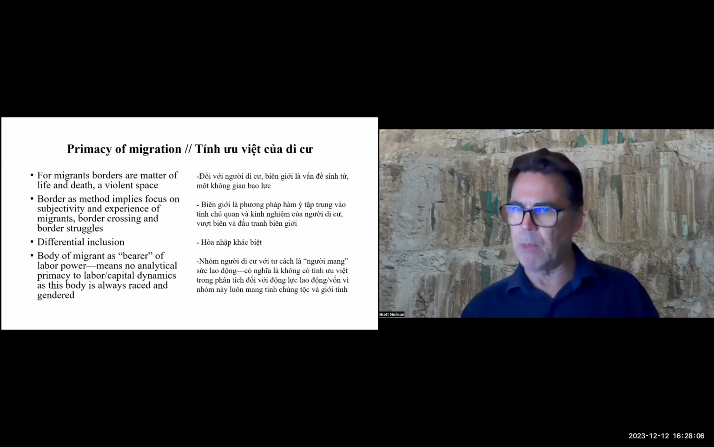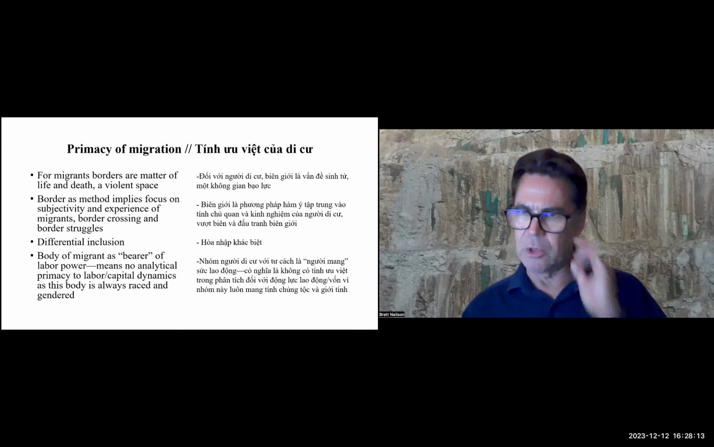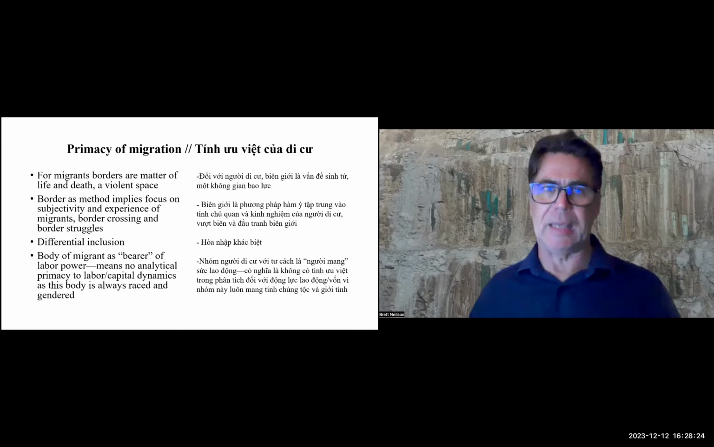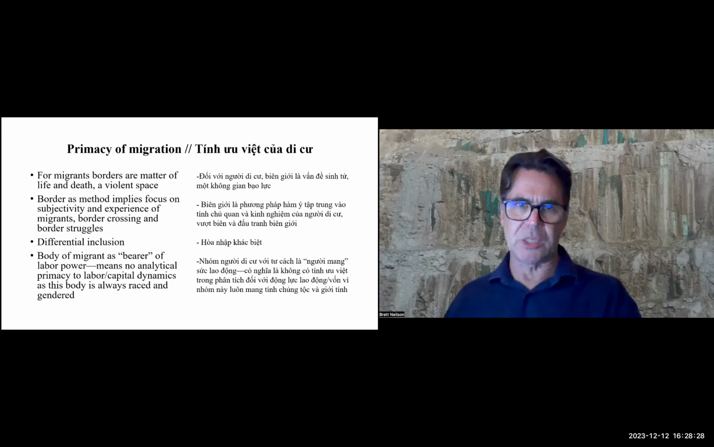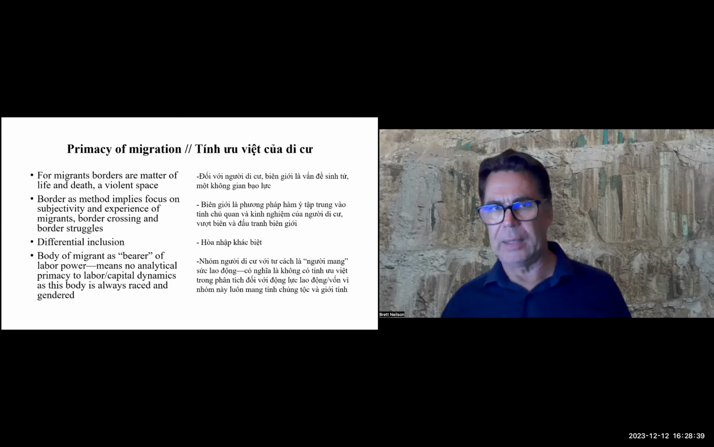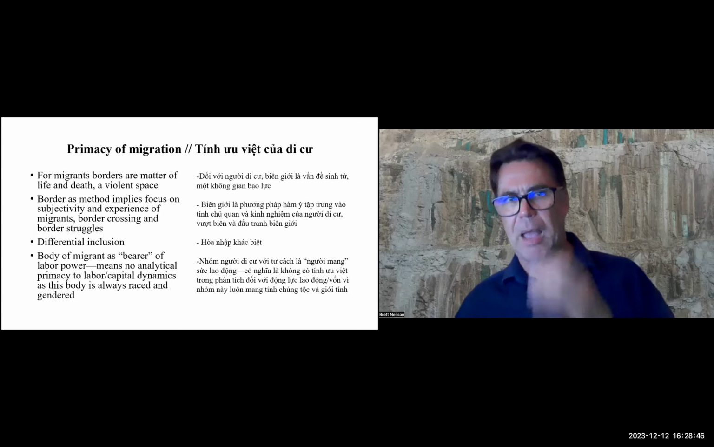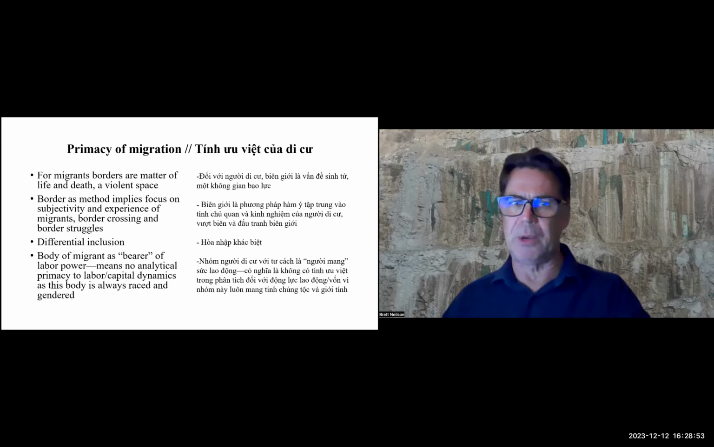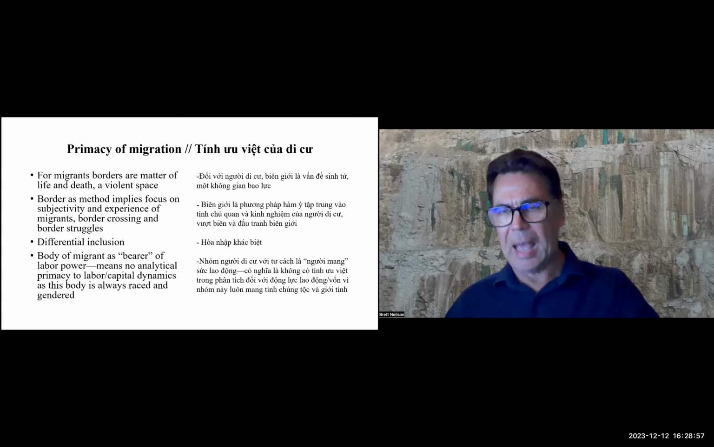If you think about the flows of migration across the Mediterranean Sea from Northern Africa to Southern Europe, for instance, you have one of the most deadly migrant passages in the world. And we can think about the Mediterranean in that sense as a violent border space. So border as a method is to look at the world from the perspective of the border. In this perspective, it is to look at the world from the perspective of the migrant. It's to focus on the subjectivity of the migrant and the experience of migrants in border crossing and border struggles.